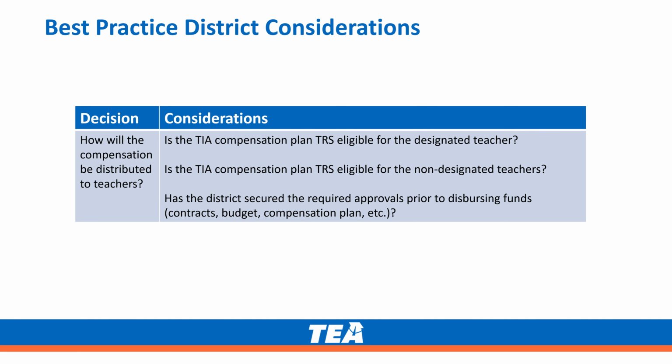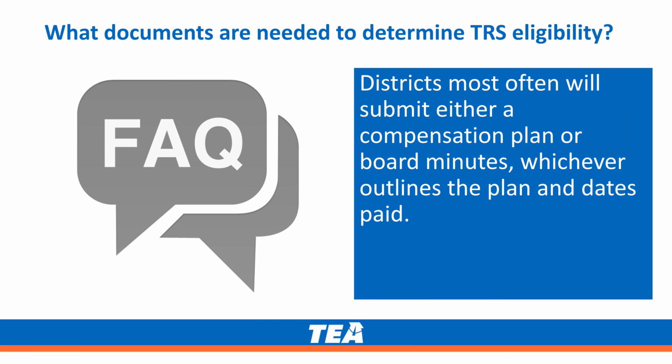Some best practice district questions to consider include, is the TIA compensation plan TRS eligible for designated teachers? Is the TIA compensation plan TRS eligible for non-designated teachers? And then, has the district secured the required approvals prior to dispersing funds, which may include review of contracts, budgets, and compensation plans? A frequently asked question may be, what documents are needed to determine TRS eligibility?